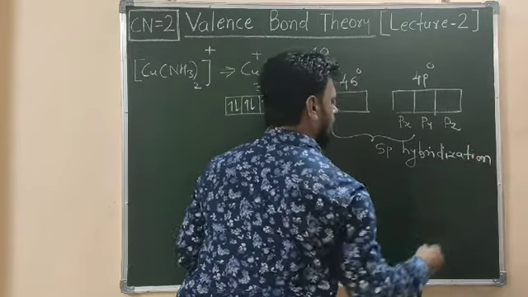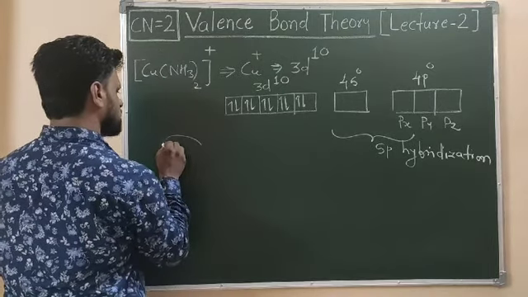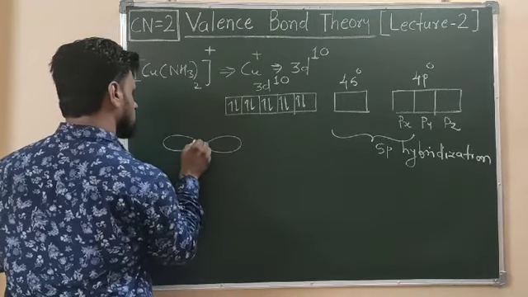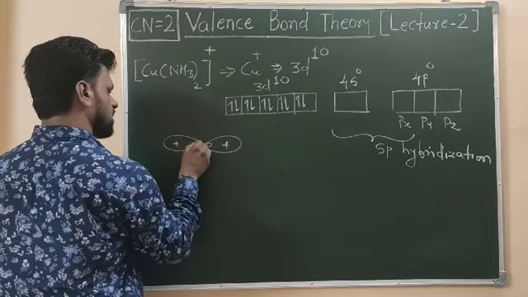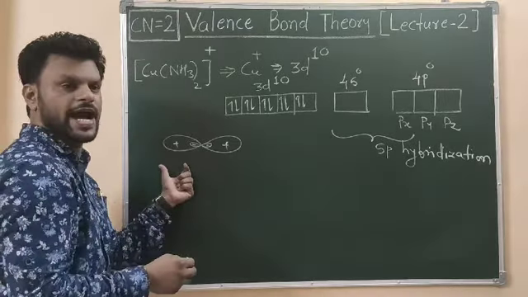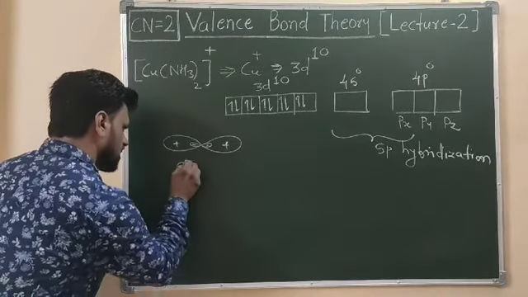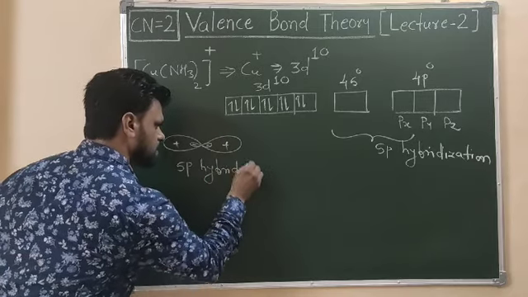And when we have sp hybridization, I can say that they will arrange in this manner. This is plus and this is minus, and minus and minus. So this is actually the sp hybrid orbital. Now I am writing here, this is the sp hybrid orbital.